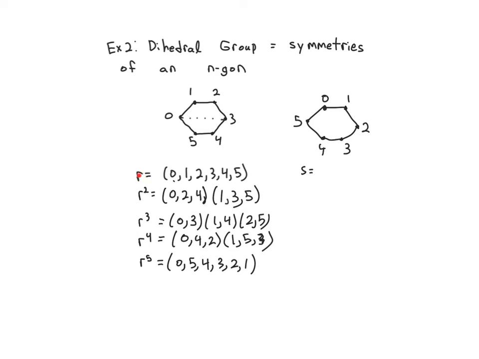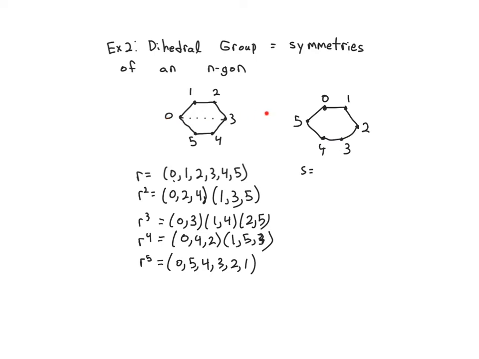Or you could use the fact that this is order 6, so r to the 4th is the inverse of r squared. And so these cycles are inverses of these cycles. And similarly, r to the 5th is the inverse of r, and so this cycle is the inverse to that cycle. All right, so that's half the group. We still have the other half to go.